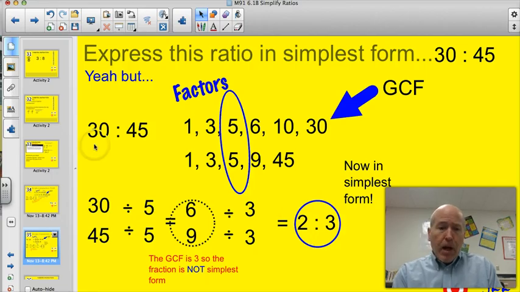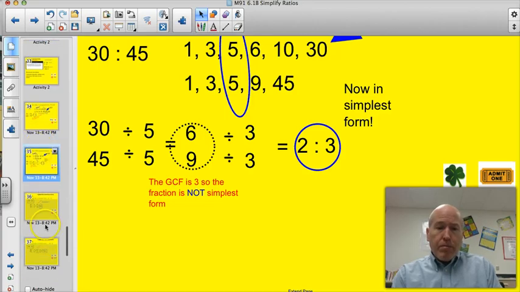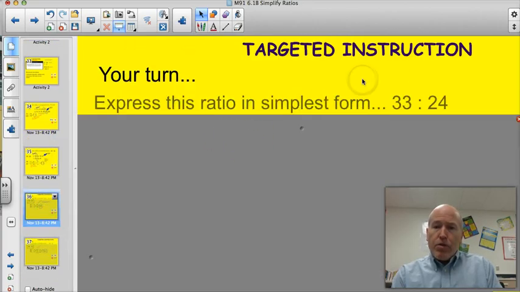Alrighty, I think it's time for you to try one. Here we go. Express this ratio in simplest form, 33 to 24. Okie dokie, let's see how you did.